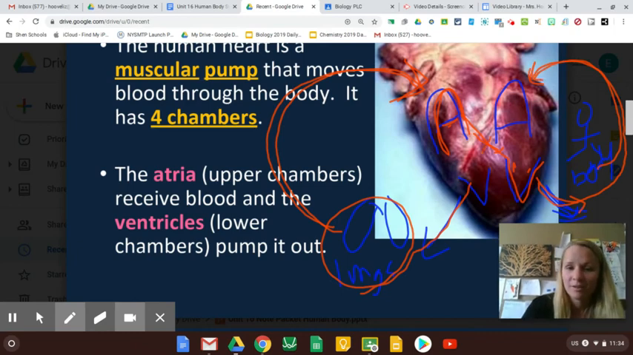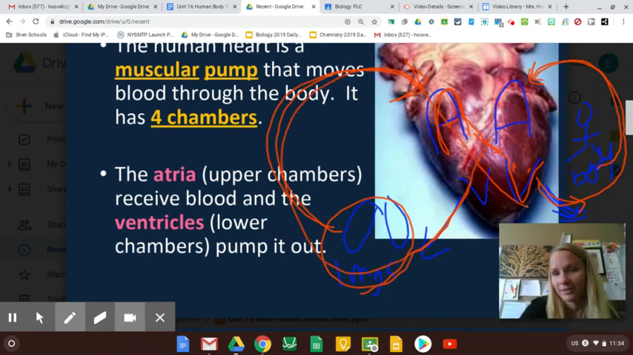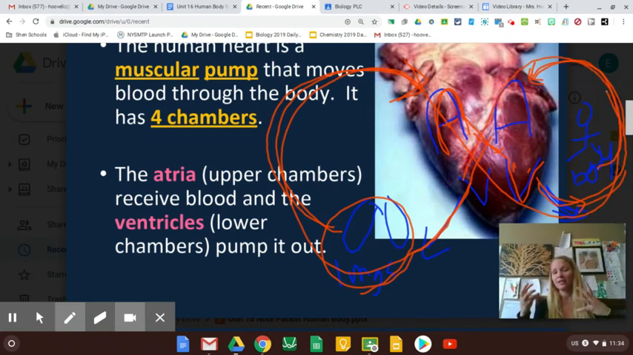Body sends it back to the heart. Heart sends it back to the lungs. Lungs send it back to the heart and to the body, and so on and so on. So your blood just keeps going from your heart to collect oxygen from your lungs and then send it throughout your body.